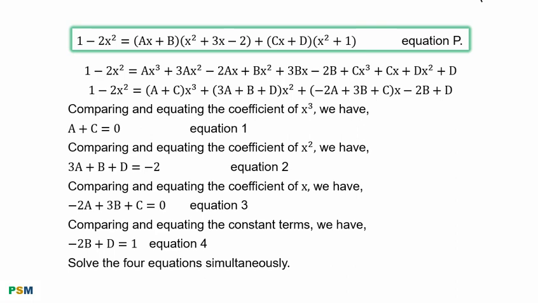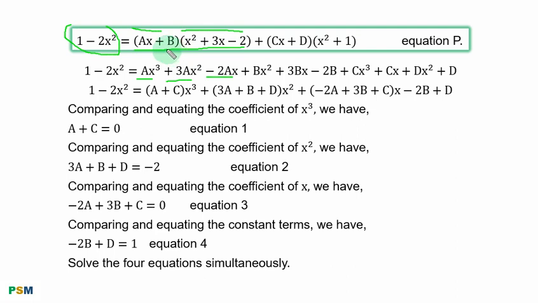You have equation P. The left hand side remains the same. We come here and expand. You use the two terms in the first bracket to multiply the second bracket. You have as times s squared, you have as cubed. As times plus 3s, you have plus 3as squared. As times minus 2, you have minus 2as.